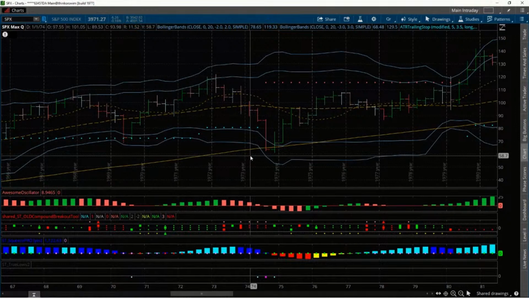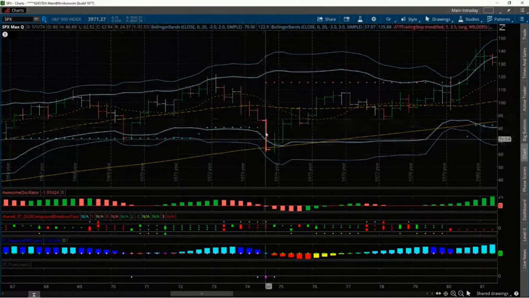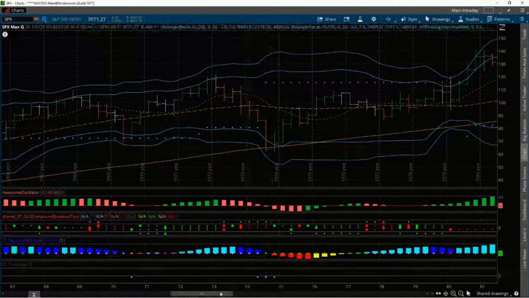We have seen stronger follow throughs on that second quarter to the downside.